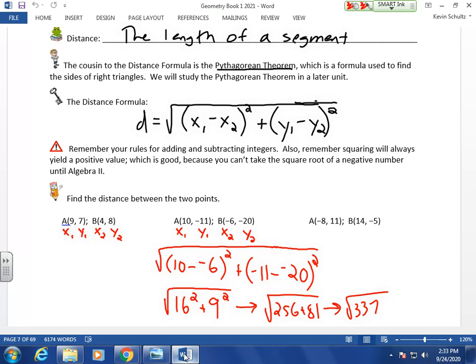Christopher. Yeah, you know how you did negative 11 minus negative 20? Yep. And the formula says, oh, never mind, I just wrote this wrong. Okay. Any questions on this as you kind of just absorb it? Okay.